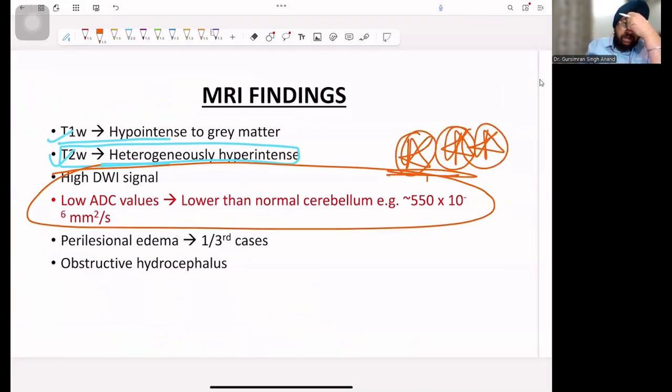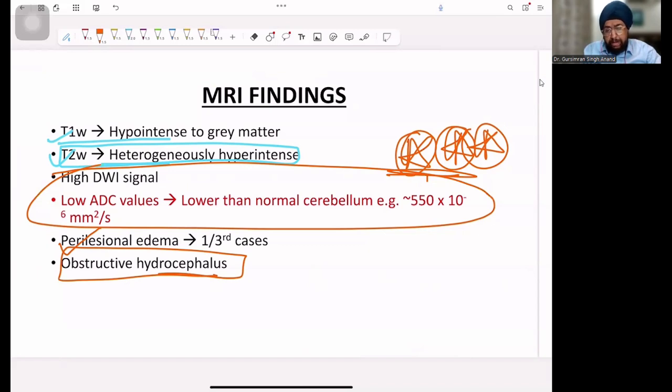So what is the ADC value? It's lower than that of the normal cerebellum, which is 515 times 10 raised to the power minus 6 mm square per second. Peritumoral edema is usually uncommon, seen in only one third of the cases. If it completely effaces the fourth ventricle, it can lead to supratentorial obstructive hydrocephalus as well. But the differentiating feature here is the low value on ADC images that you should remember.